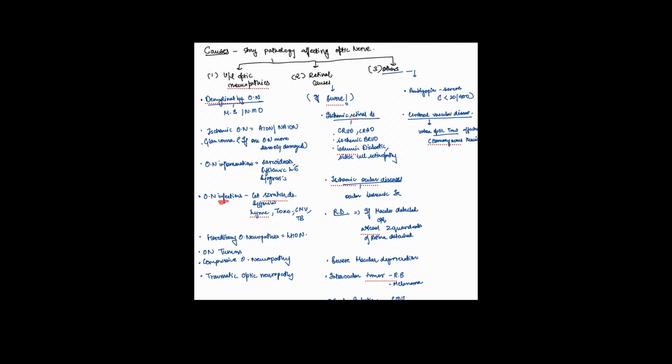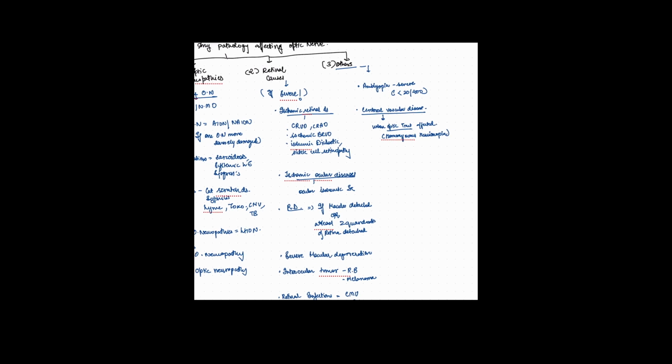Optic nerve infections, for example, cat scratch disease, syphilis, Lyme, toxoplasmosis. Then hereditary optic neuropathy, Leber's. Optic nerve tumors, any compressive optic neuropathy, and traumatic optic neuropathy. What are the retinal causes?